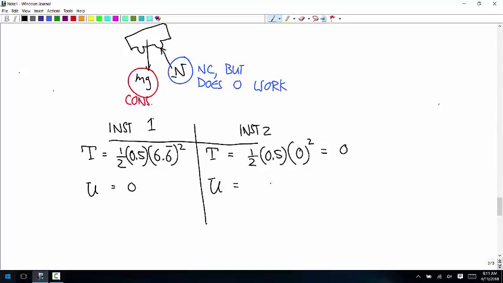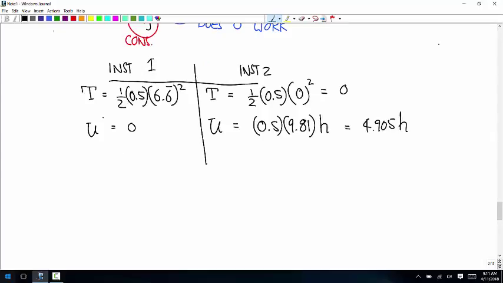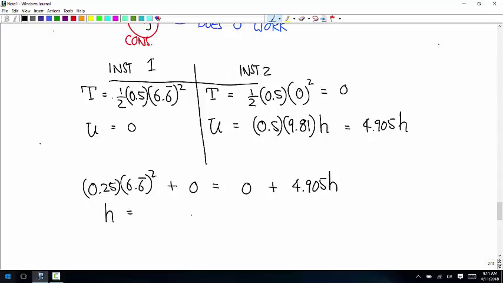The potential energy is the mass times 9.81 times the height, and so that's 4.905 h. And so we get 0.25 times 6.6 repeating squared plus 0 is equal to 0 plus 4.905 h. And so that final height that it rolls to is, I think it was 2.26 meters. Any questions about that?